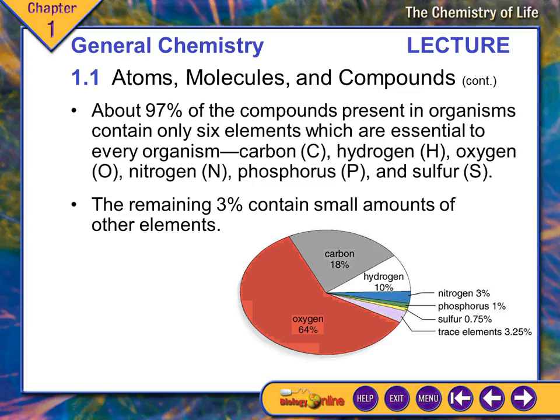The H. The nitrogen. Oh, the N. O-P-S. Okay? You need to know that. Now, that's not everything. What's this last thing say on your pie chart? Trace elements. That's things like sodium and chlorine. You need these things, but in very small amounts.